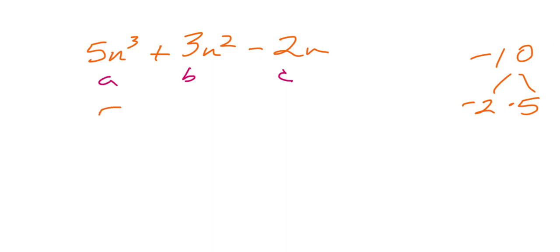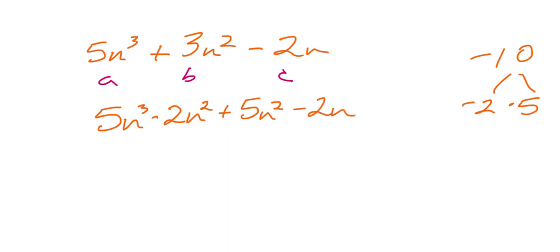So here we go. 5n to the power of 3, plus, well, actually minus, we'll do the 2 first. So minus 2n squared plus 5n squared minus 2n. All right.